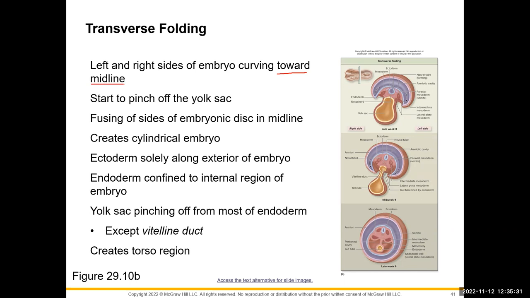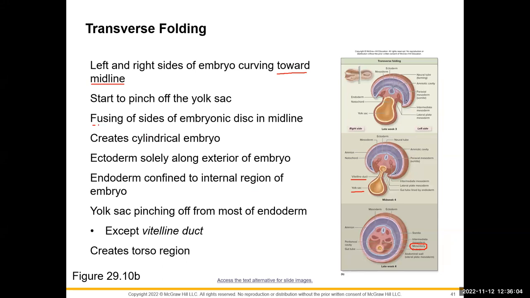So during this transverse folding, one, we're going to pinch off the yolk sac. If you look over here on the picture on the right side of our screen, you'll see the yolk sac has pretty much been pinched off. And the remaining connection between the yolk sac and the actual embryo is a structure called the vitelline duct. In the future, we're going to see that become our mesentery. If you recall from chapter 26, the mesentery was the structure that holds a lot of our abdominal organs in place here.